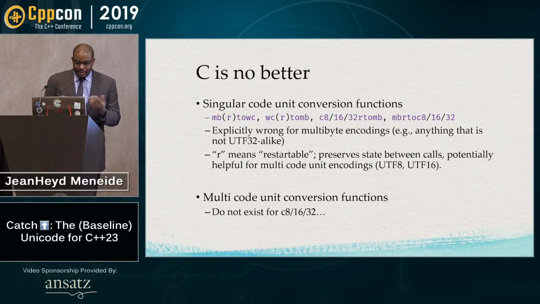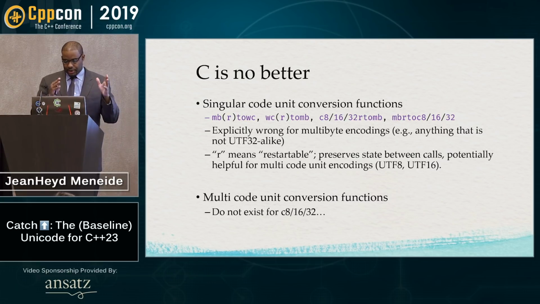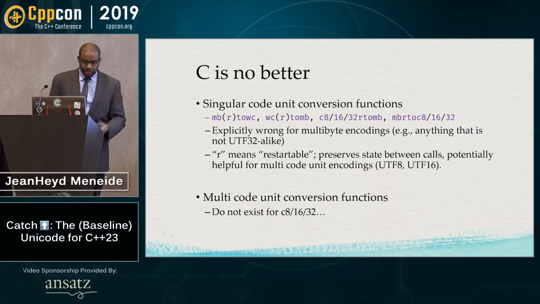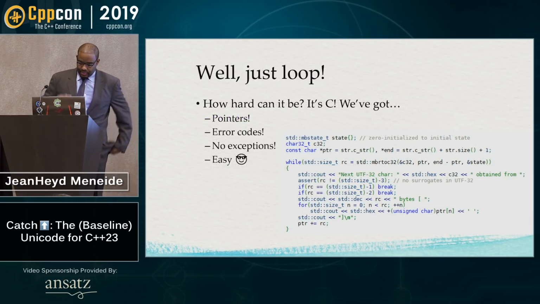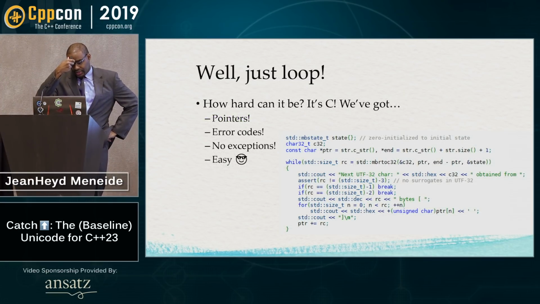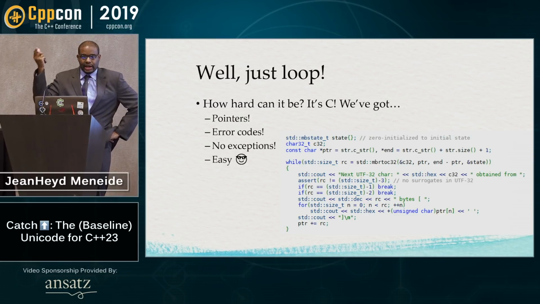But the problem with a lot of these functions is that they have fixed interfaces and it's impossible to properly convert a stream of multi-byte encodings or multi-unit encodings. And of course, one of the things that they don't have, even for multi-code unit, is support for any of the Unicode functions. And right, even if we have the single things, we could just loop, right? How bad could it be, right?